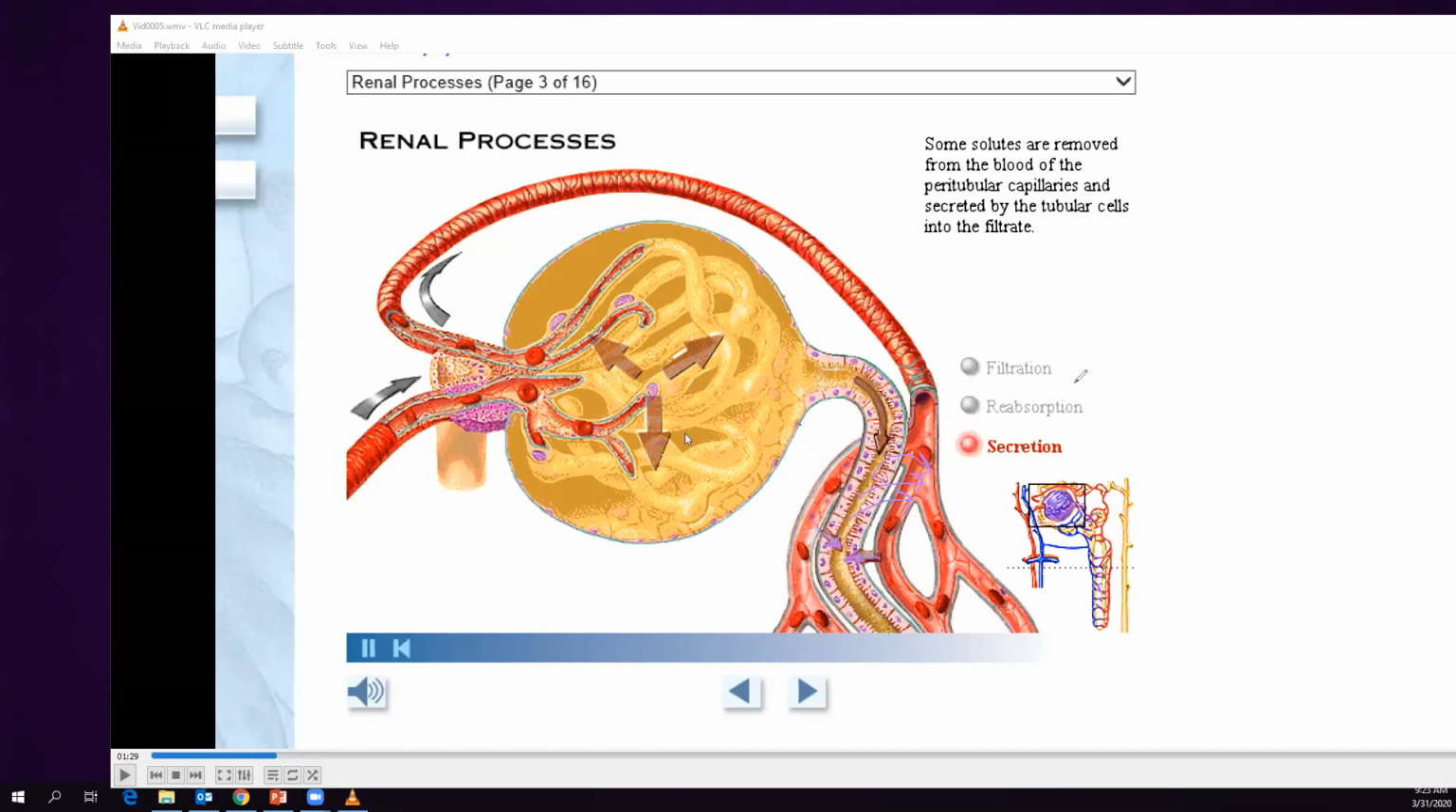Okay, so remember, filtration, reabsorption, secretion, and which direction the material is going. Filtration is blood to tubule, reabsorption is tubule to blood, secretion is blood to tubule.